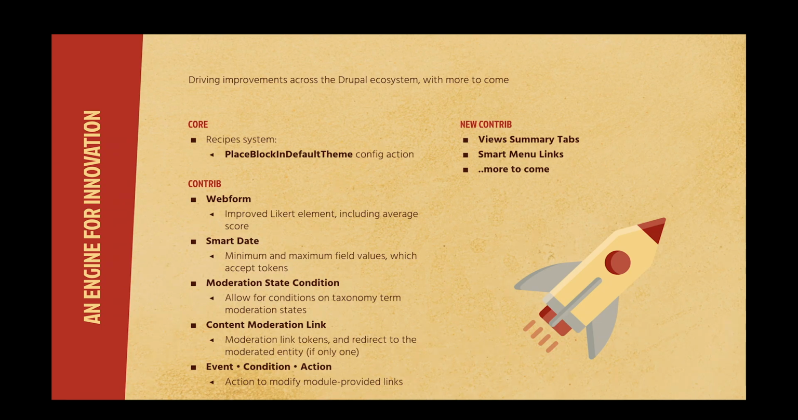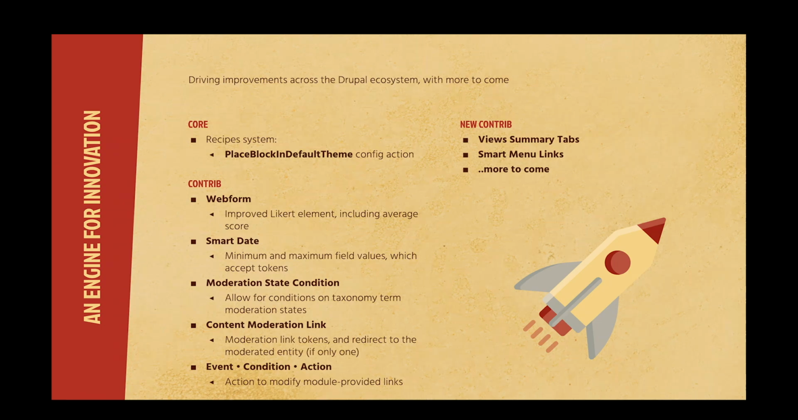So as an example, specifically for some of the more flexible ways that I wanted to be able to place blocks in themes, I ended up working with the maintainers of the recipe system to implement config actions specifically for placing blocks in either the default or admin themes. Also, in a similar way, I added new capabilities to web forms, smart date, moderation state condition, content moderation link, and ECA. So, adding to the capabilities that you get out of the box with all of those popular projects.